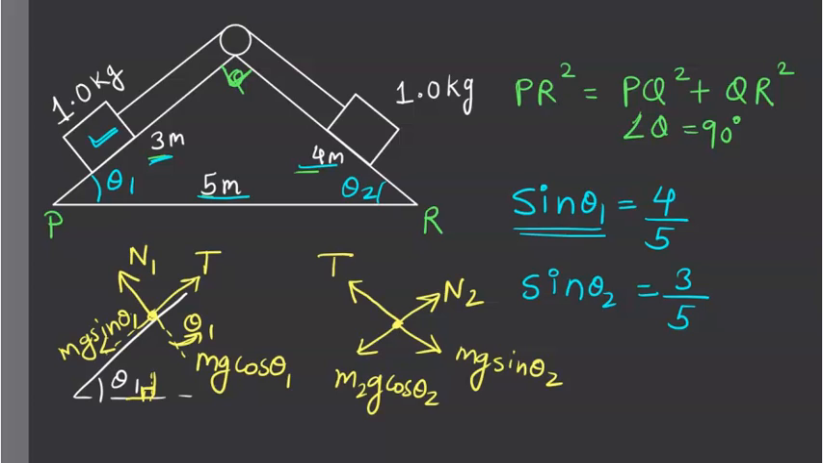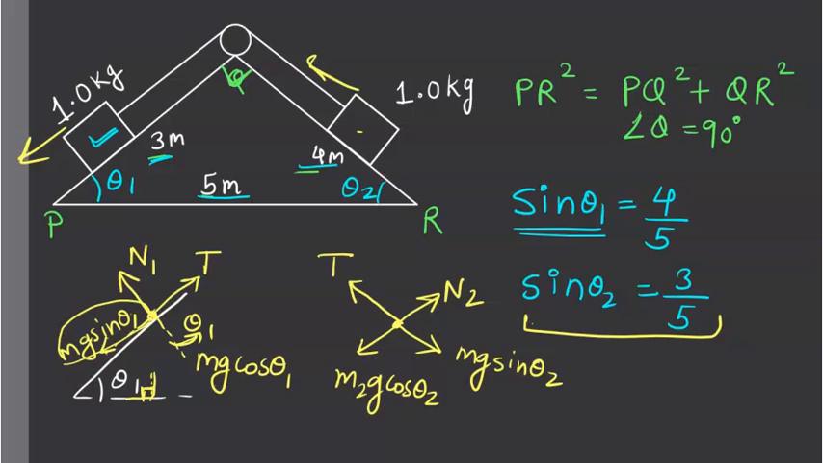Now which particular block will be moving up the plane? The one which has the lower mg sin theta value will move up the plane. So here sin theta 2 is lower than sin theta 1. So this block will move this way and this block will move this way.